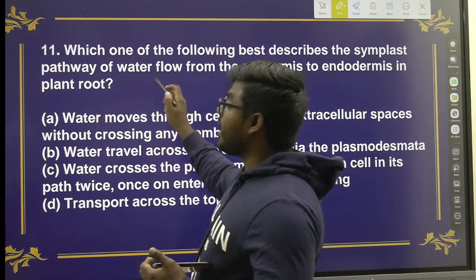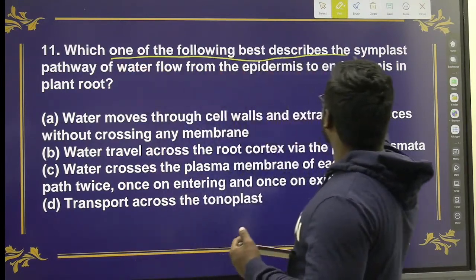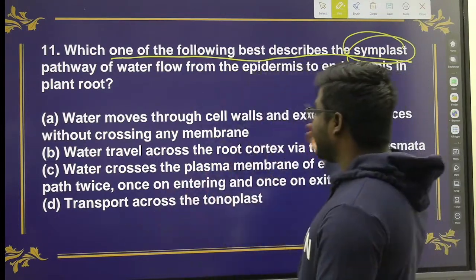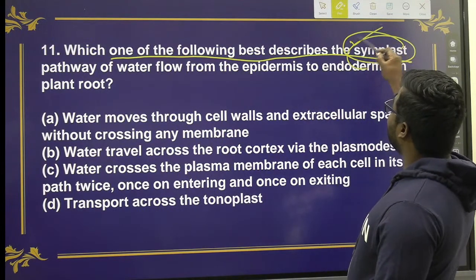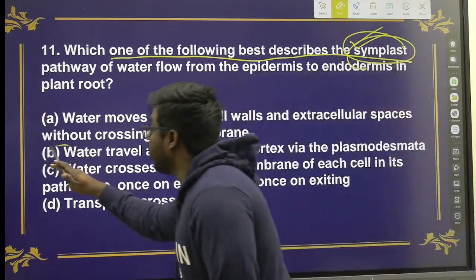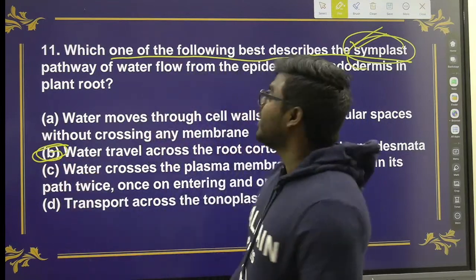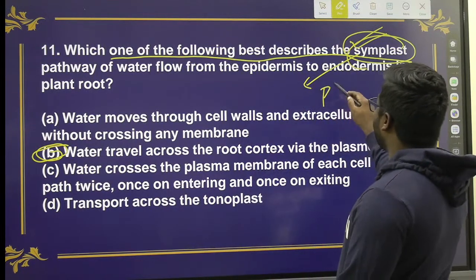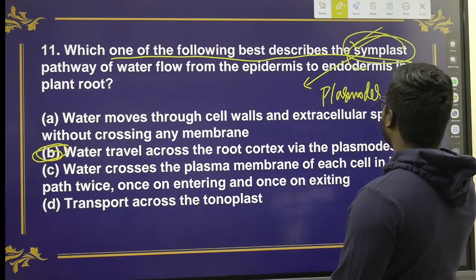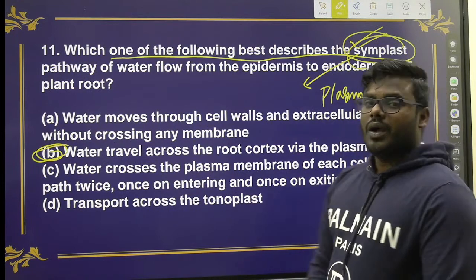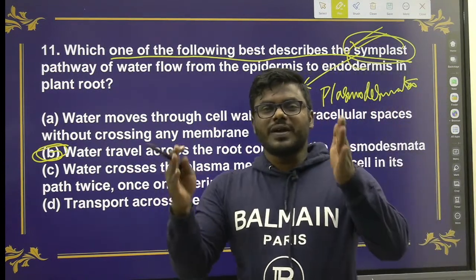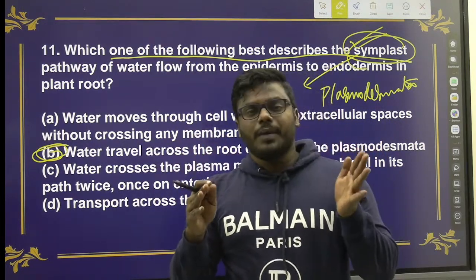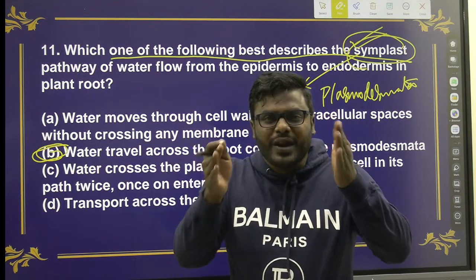Okay, look into the question. Which one of the following best describes the symplastic pathway? I don't know what you are answering. They have given it very clearly, right? Symplastic. How many times have I told you? The moment you hear the name symplastic, only one point has to come to your mind: symplastic means plasmodesmata. What is plasmodesmata? Plasmodesmata is the one which connects the cytoplasm of two cells. That's why we call plasmodesmata the cytoplasmic bridge.